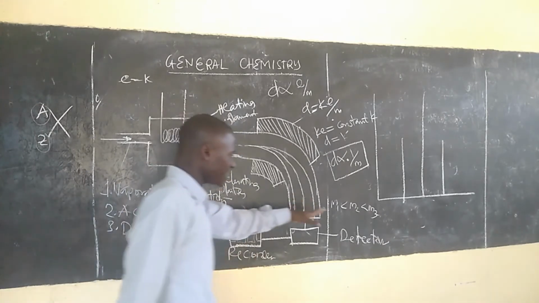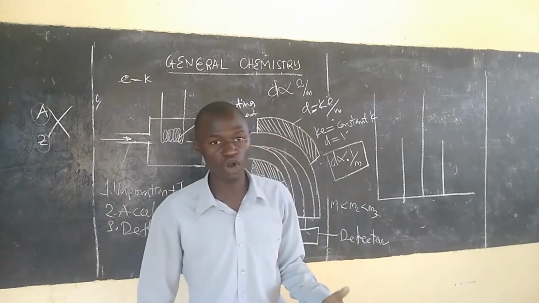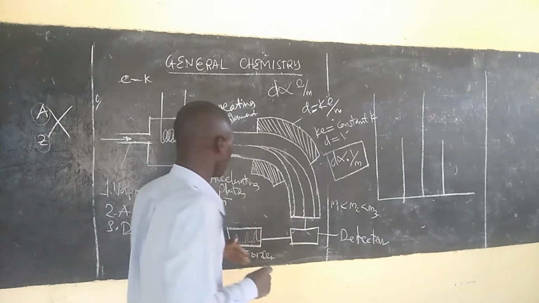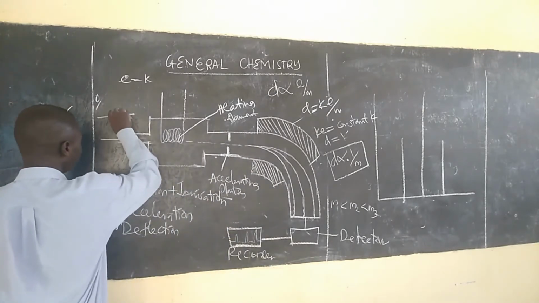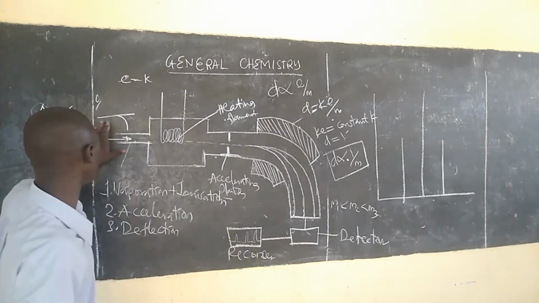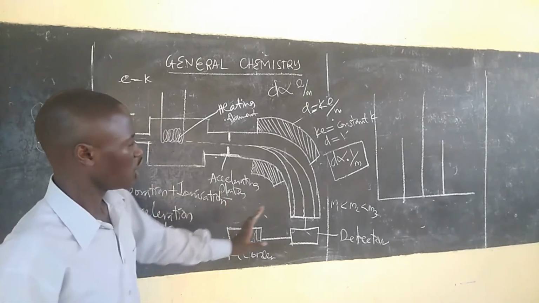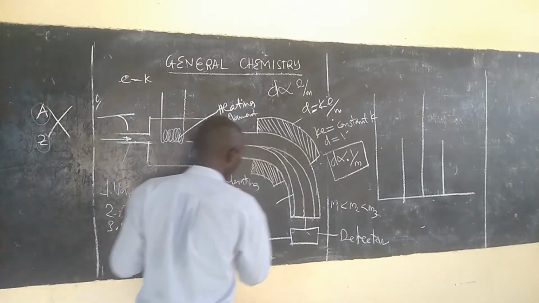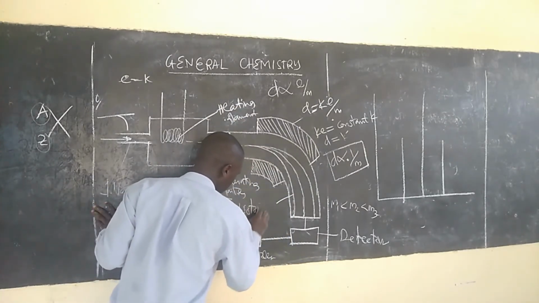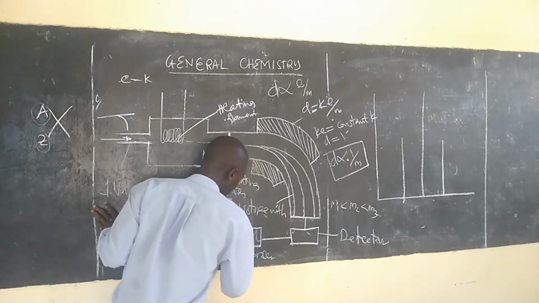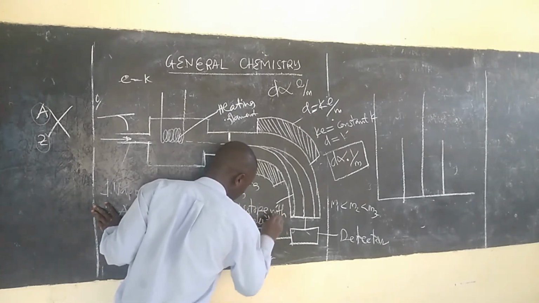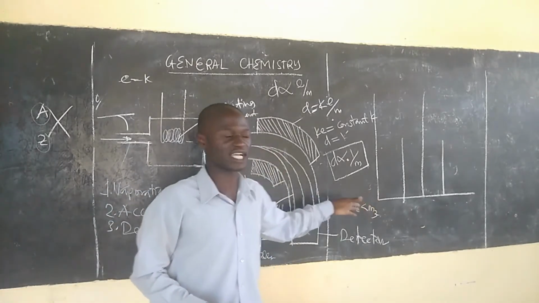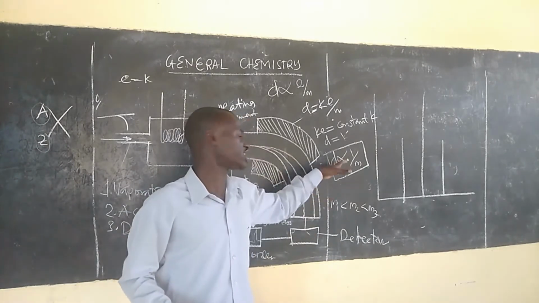Ni kwamba mass anapokuwa mdogo, deflection inakuwa kubwa. Deflection inakuwa kubwa maana yake bending. Deflection, that means bending. Kwa sababu hichi kitu kilikuwa kinaenda straight, kikibend maana yake itaenda this way. The extent of bending depends on the mass. Kwa mass ikiwa mdogo, deflection itakuwa kubwa. That means huyo hapa alikuwa ni isotope with smallest mass. Lakini huyo hapa katikati maana yake ndio alikuwa na mass ya katikati. Na huyo hapa mwenye mass kubwa, deflection itakuwa ndogo.